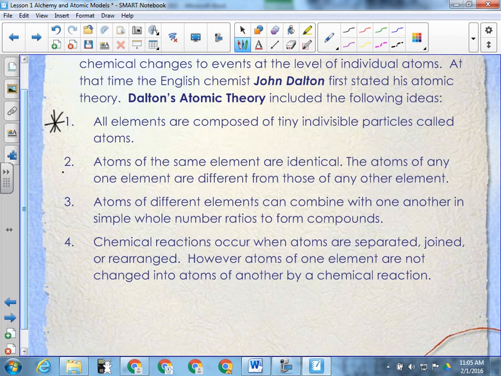And then, of course, if atoms of the same element are identical, atoms of different elements are different. So all atoms of oxygen have 8 protons. All atoms of carbon have 6. They're different. It's that number of protons that gives them their certain physical properties. Atoms of different elements can combine with one another in simple whole number ratios to form compounds. So this is how compounds are formed. Atoms go together.